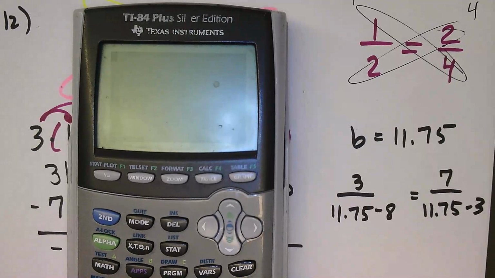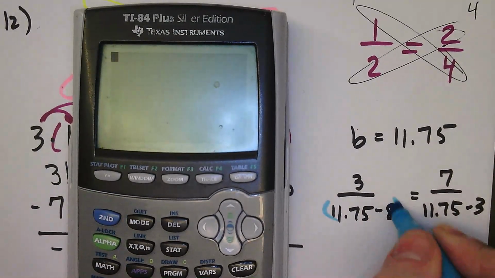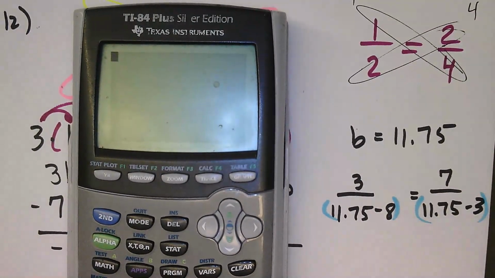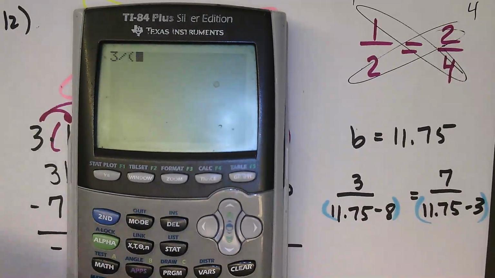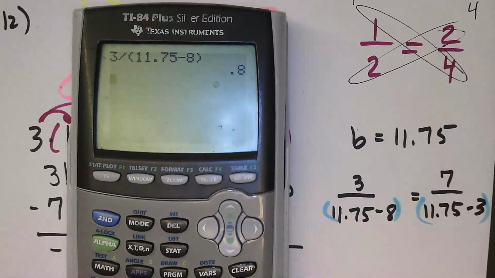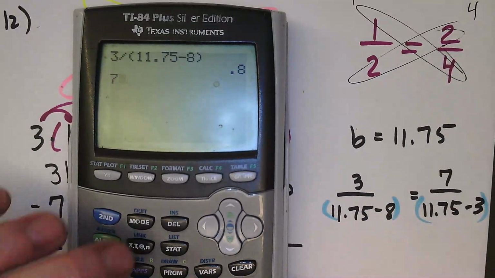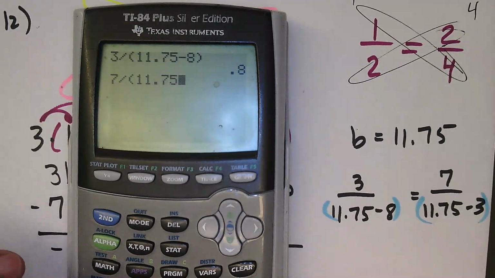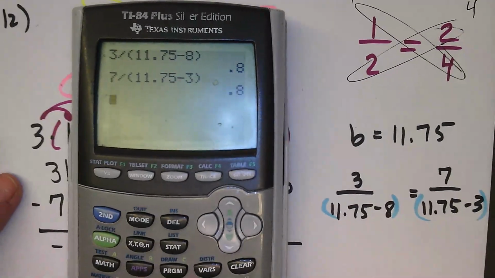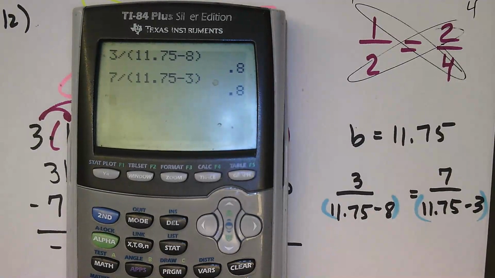Another parentheses note here: if we're going to type this in all in one fell swoop, it's really important that we do all of this in one thing so that the calculator knows that we need to subtract that 8 first before we do that division. So it's going to be 3 divided by 11.75 minus 8. That gets us exactly 0.8. Do the same thing over here: 7 divided by 11.75 minus 3 gets us 0.8. They do equal. 0.8 equals 0.8.